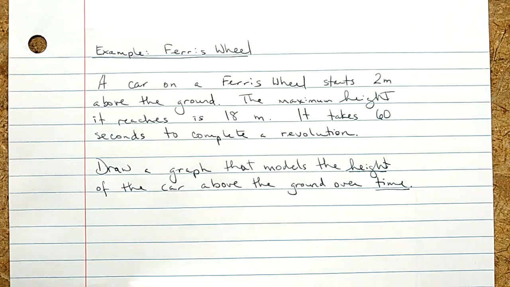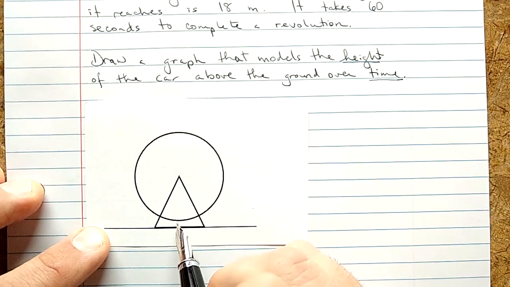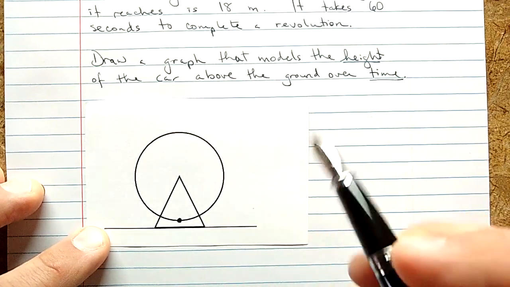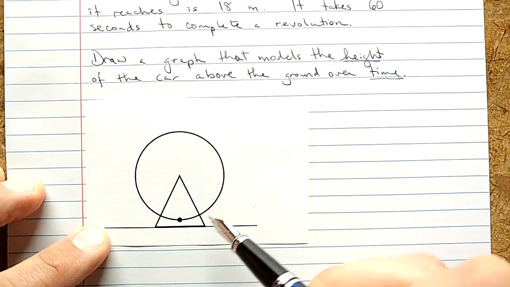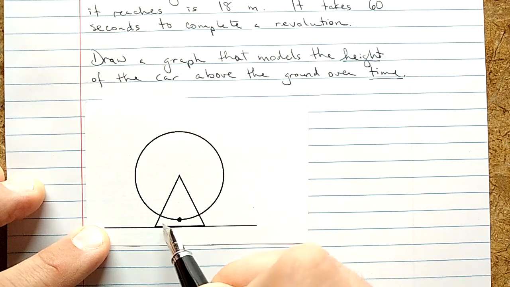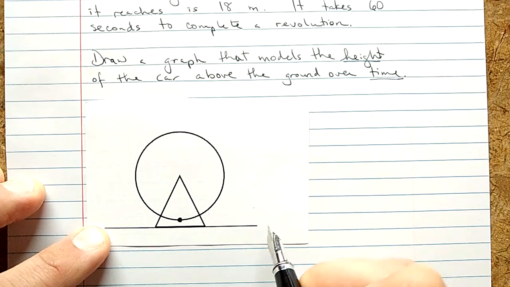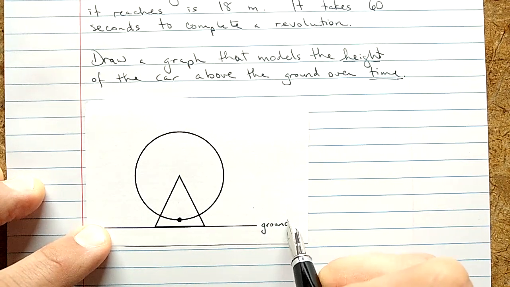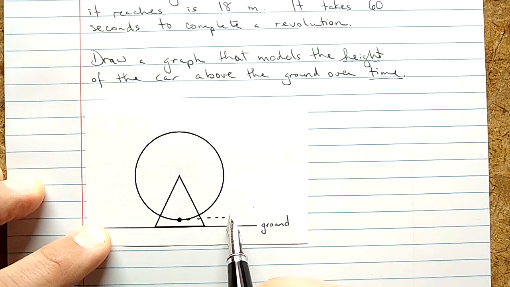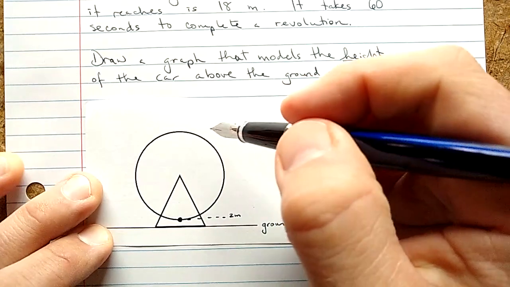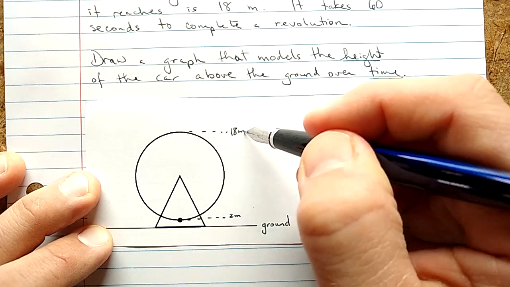Let me show you a picture of a Ferris wheel. It looks like this. Our car will start at the bottom, and it will revolve around the wheel, let's say in this direction. Moving this way, it starts at the bottom, moves up to the top, and so on. Now this is the ground. The car starts at a height of 2 meters, and the maximum height it reaches above the ground is up here at 18 meters.